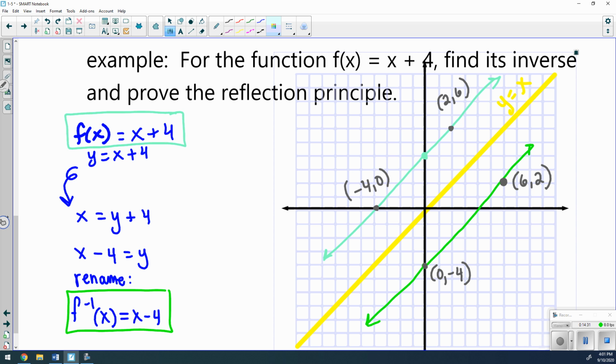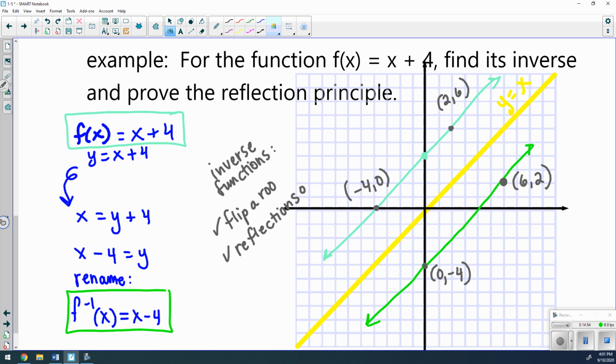All right, so the last thing I have to say about this are all of the fun facts, or all of the reasons why I love inverse functions. Inverse functions, you need to do the old flipperoo. It's a very technical term. They're reflections over y equals x. Inverse functions: x's become y's and y's become x's.